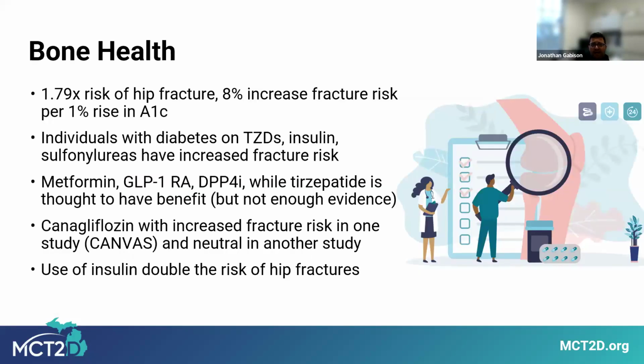Next, bone health. There was a lot added on bone health. So people with diabetes have an increased risk of hip fractures, worse with worsening glycemic control. Individuals on certain medications, so TZDs, sulfonylureas, insulin, double the risk of hip fractures. Metformin, GLP-1 receptor agonists, DPP-4 inhibitors, and certain SGLT2 inhibitors don't have that increased fracture risk. Canagliflozin is an SGLT2 inhibitor that has one study, the CANVAS study, that showed increased fracture risk.